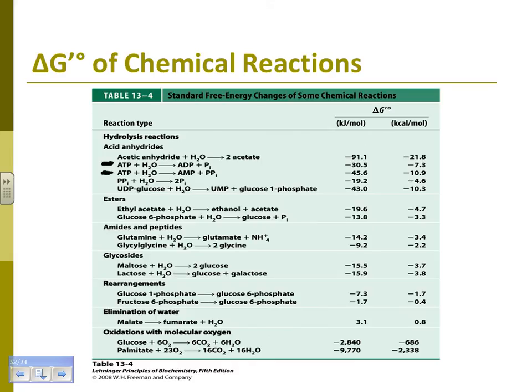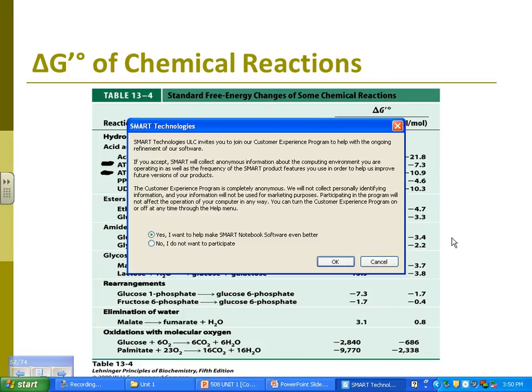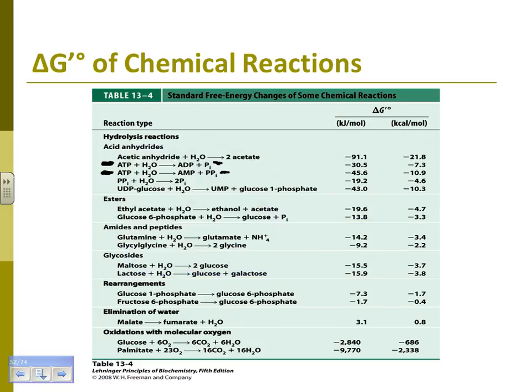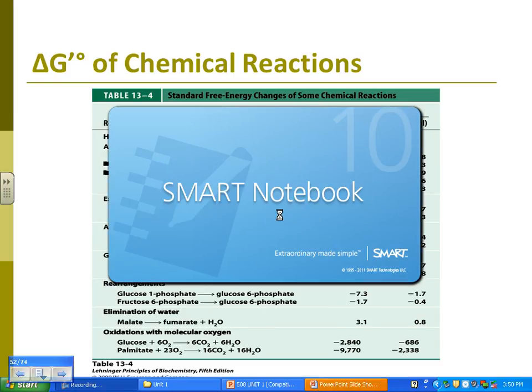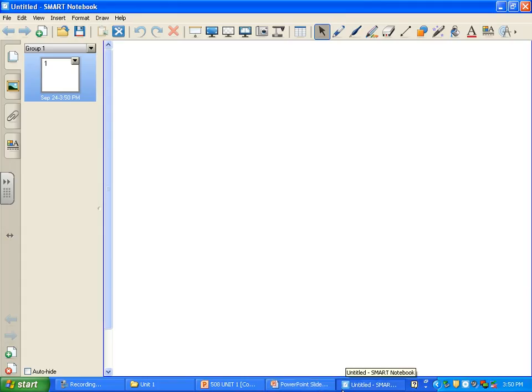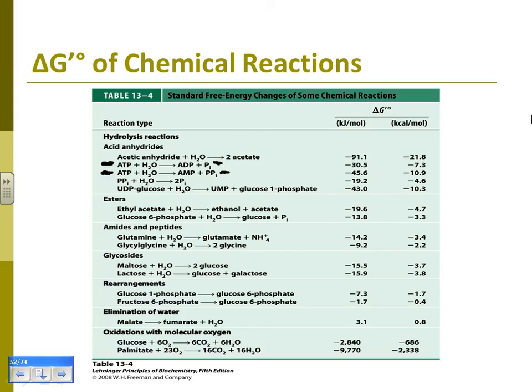You're taking ATP, you're hydrolyzing it with water, and you're going to pop off either one phosphate or two phosphates. All right, we're back. You don't need to know kilocalories per mole. You just need to know kilojoules per mole. So I would know the first one as about negative 31, and the second one is negative 46. You can round up. It's not that specific with these numbers.